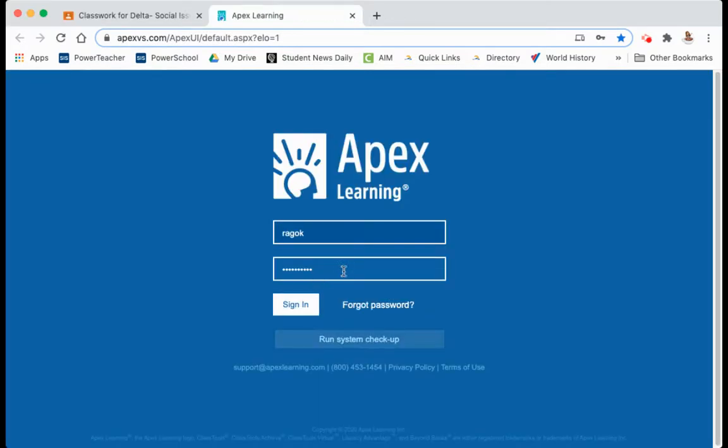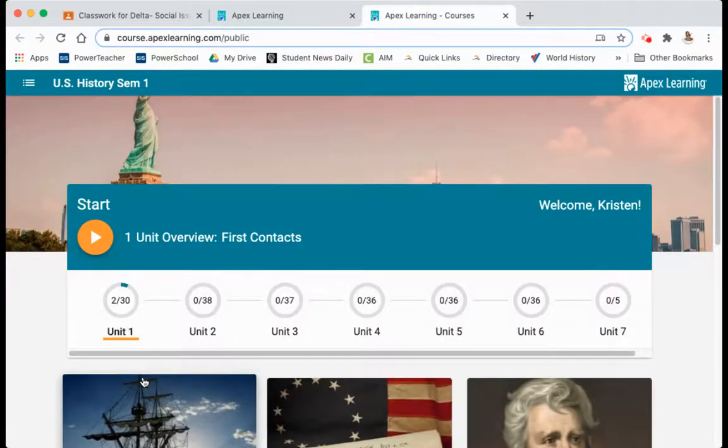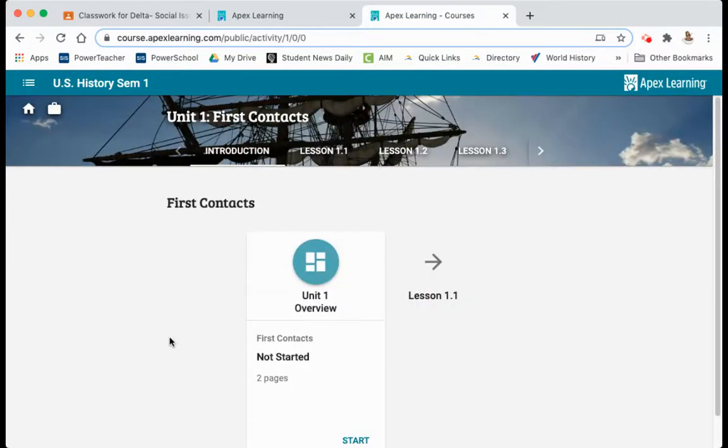You can click right here to go right to the Apex sign-in page, and using your login information, click sign in. From here, go to your US history class, and it will open up to the actual courses. Once it is loaded, you can click on Unit 1.